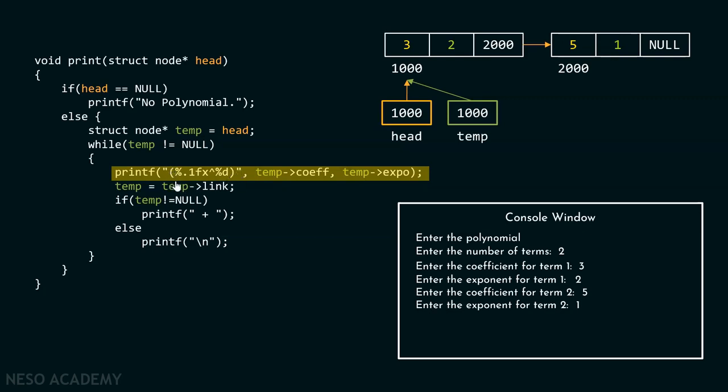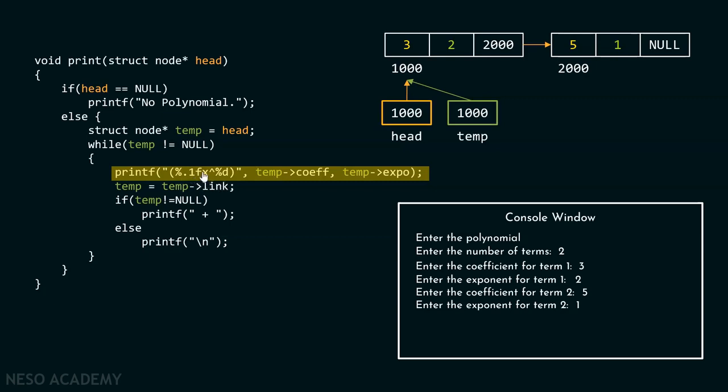First, this round bracket will get printed. Then we have this %.1f, which simply means that I want to print my coefficient. Obviously, this is the placeholder for this coefficient, right? I just want to print my coefficient up to 1 decimal point. This is what this statement means. %.1f will print the coefficient up to 1 decimal point.